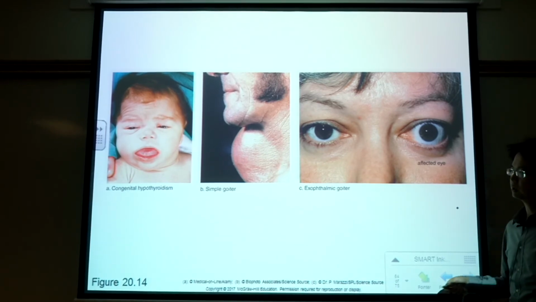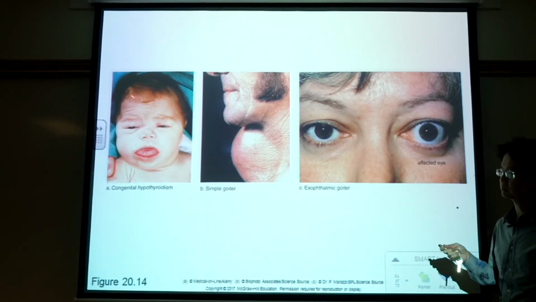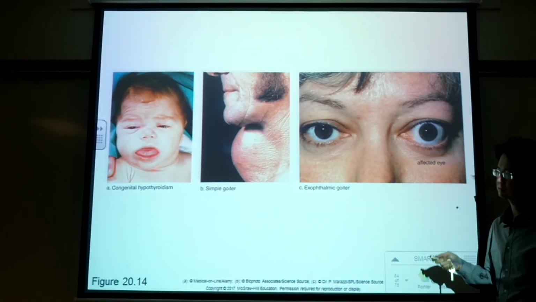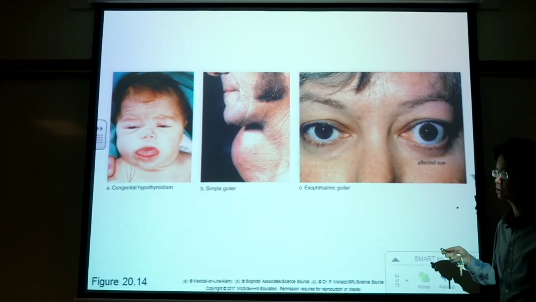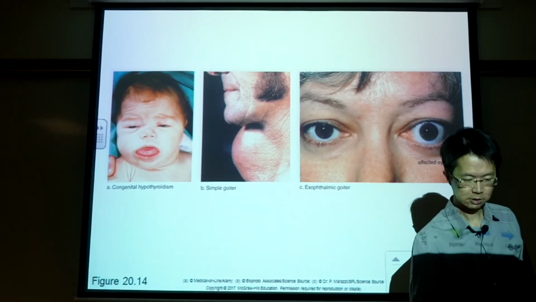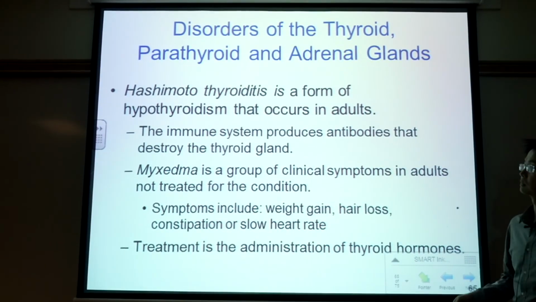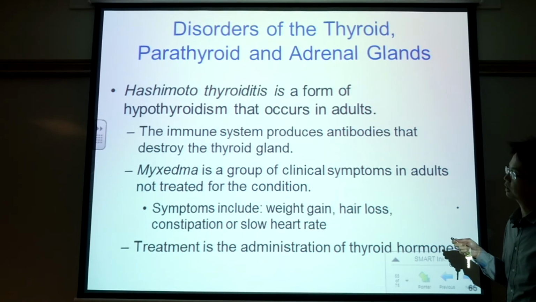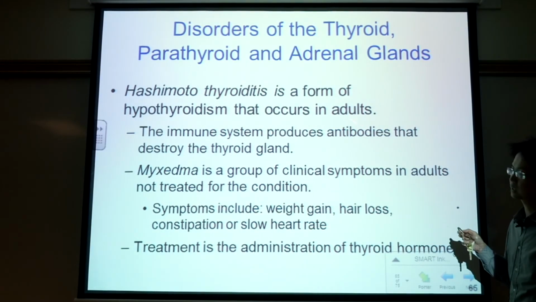Hypothyroidism is the first one. It will cause short body stature, and in severe cases it may also cause mental retardation. We'll talk about the other two, goiter and exophthalmic goiter, right now. Well, before that, we'll talk about Hashimoto thyroiditis. Hashimoto thyroiditis is a form of hypothyroidism, but it occurs in adults.